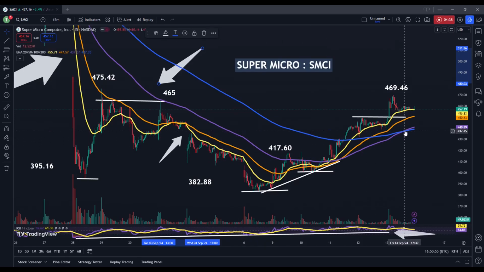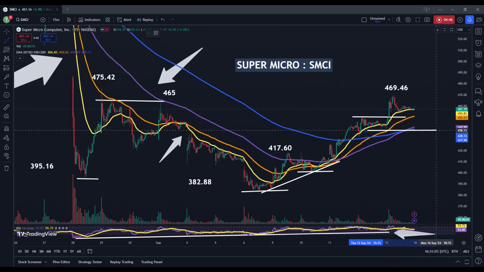So to the downside, if we were to see a break back below, I would call this 438.80. If we were to see a break below here, this would be a warning signal for anybody that's bullish on this stock. We can go ahead and write that in here. 438.80.